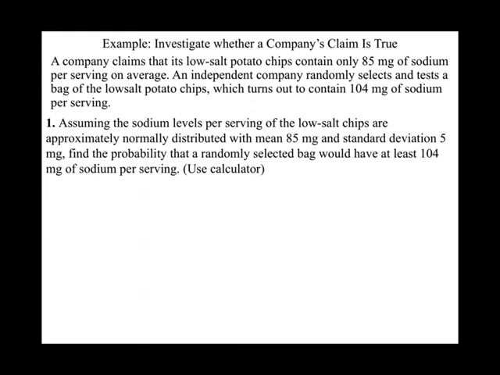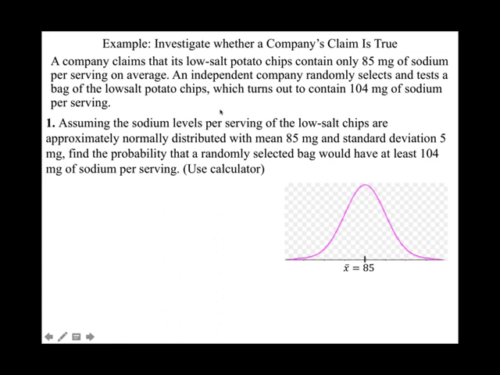Okay, same example, but this time we'll be using the calculator. We have the same picture, mean in the middle, 104 somewhere like here. And this is what we're looking for because we want to find the probability, which means we are looking for the area. So when we use the calculator to find the area, we'll be using either normal CDF or inverse norm. We have a normal CDF starting from 104 to 1E99, and then the mean, and then the standard deviation.